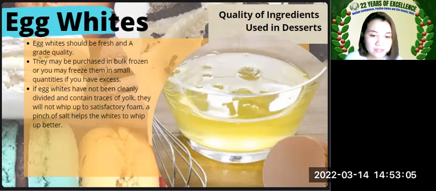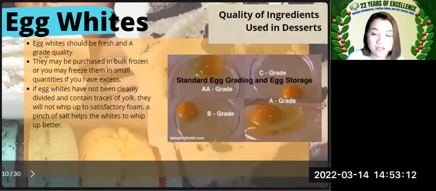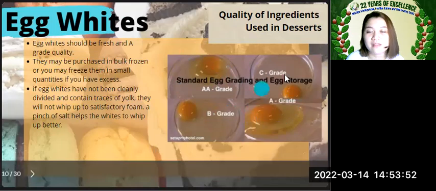I have here a picture of what we discussed earlier, the standard egg grading and egg storage. Did you know that you can tell the freshness of an egg without even cracking it? We will discuss that more when you get to grade 10, but we can touch on it a bit now. For freshness, as you can see in the image, this is the AA grade, the highest. We also have the A grade, the B grade, and the C grade.